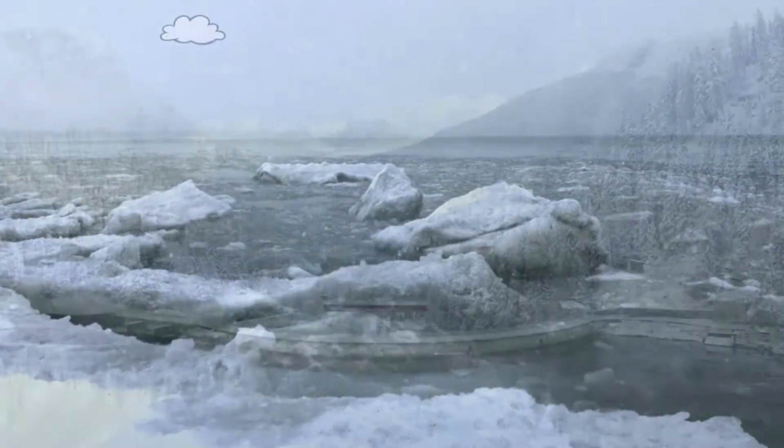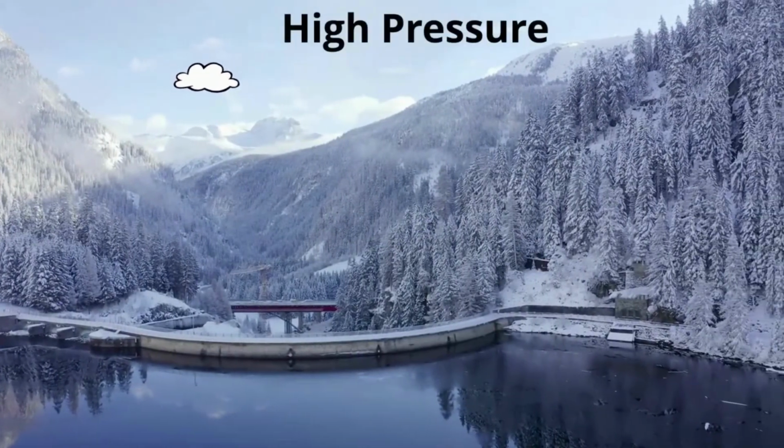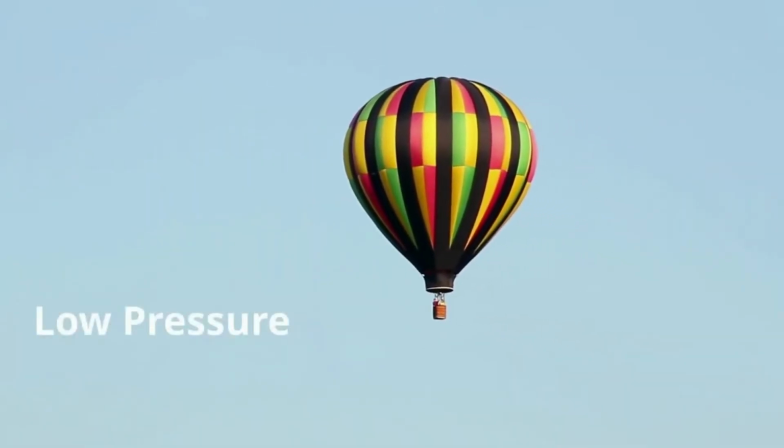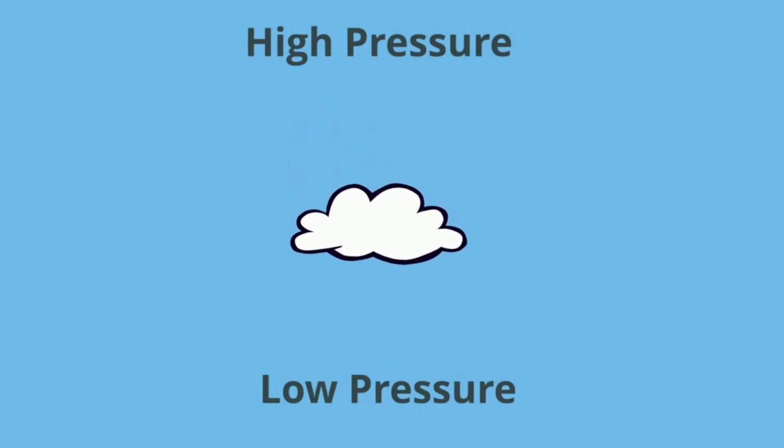Cold air is denser than warm air. It sinks, creating high-pressure areas. Warm air is less dense and rises, creating low-pressure pockets. Air will always flow from high-pressure areas to low-pressure areas.